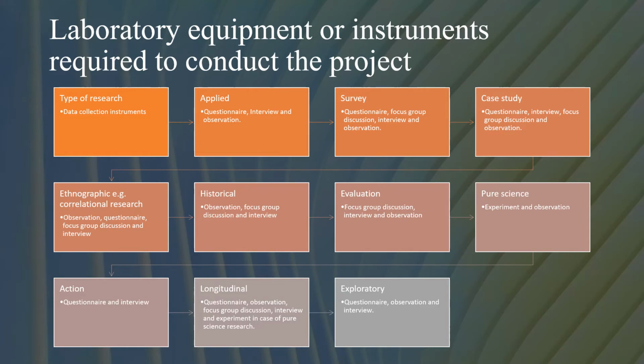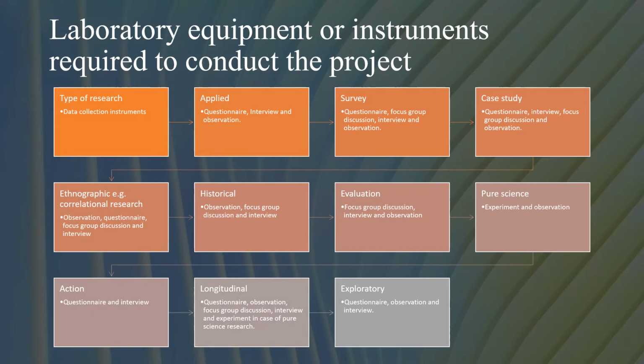Alright, so the laboratory equipment or instruments required to conduct the project. For example, the equipment or instruments that you may use depend on the type of research. For applied research, you may use questionnaire, interview, and observation. For survey, you may use questionnaire, focus group discussion, interview, and observation. For case study research, you may use questionnaire, interview, focus group discussion, and observation.